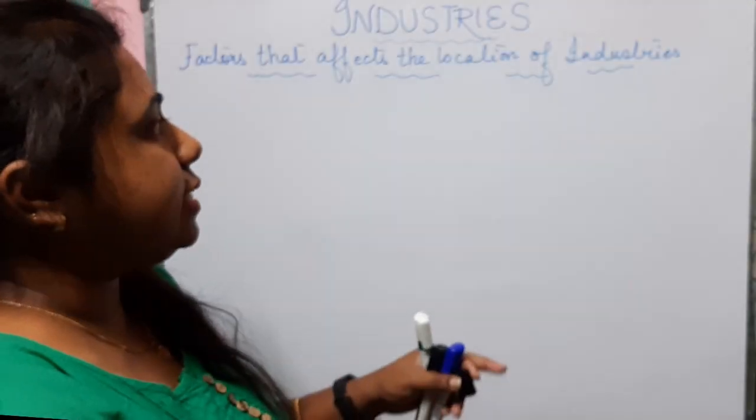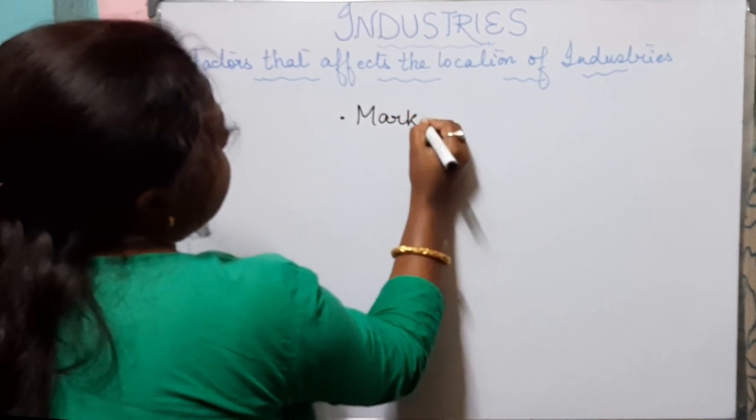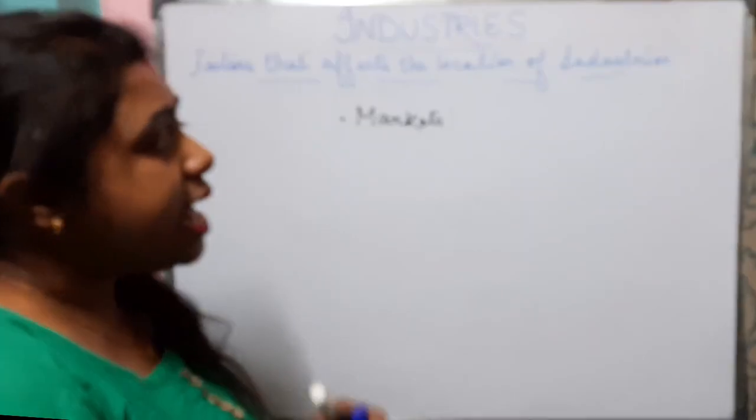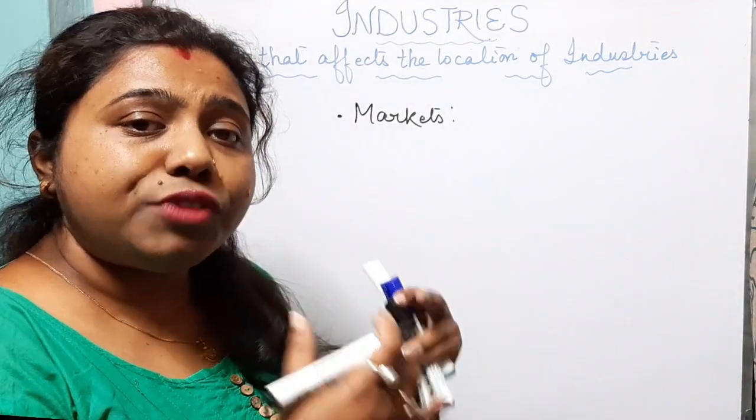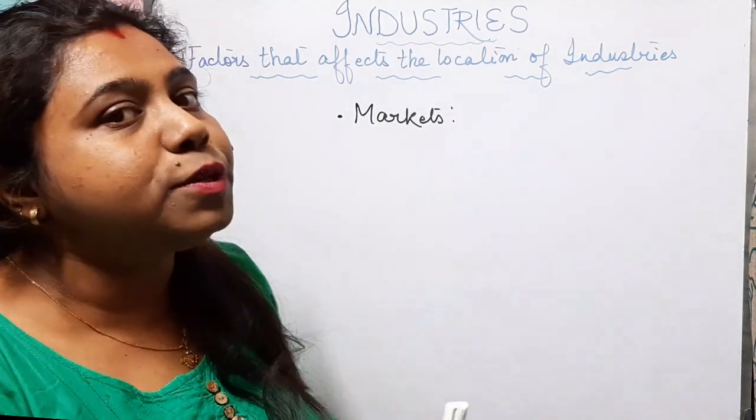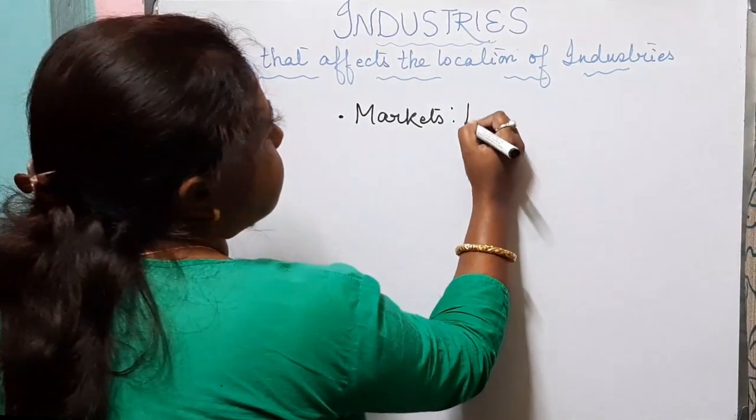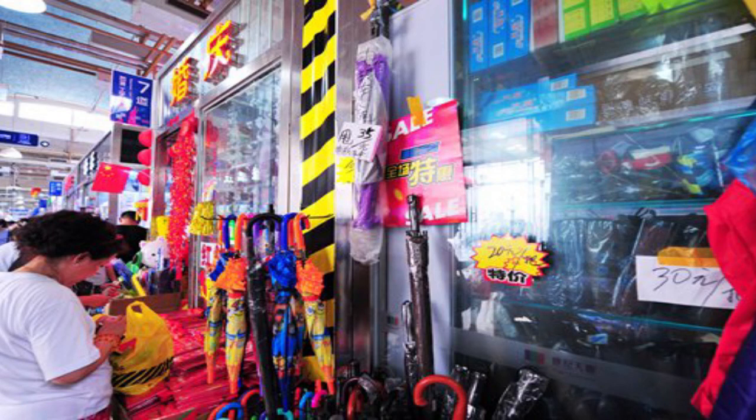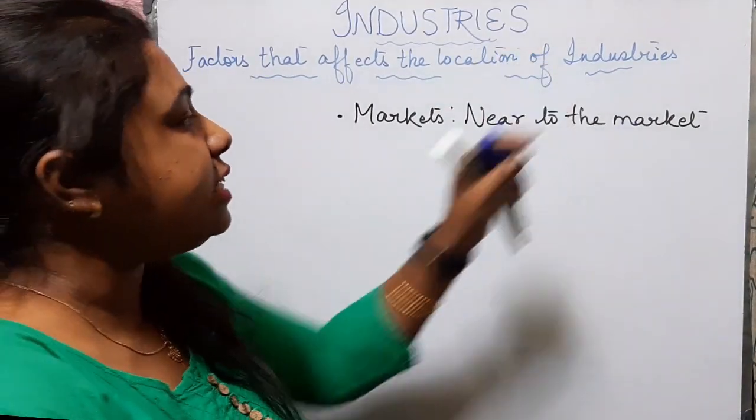Now the next factor that affects the location of industries is markets. Markets play a very important role in the location of industries. Now, we have the raw materials. We process the raw material into a finished product. Now, this finished product needs to be sold. Where will it be sold? It will be sold in the market. So, industries will be located near to the market. So, nearness to the market is a very important factor that affects the location of industries.